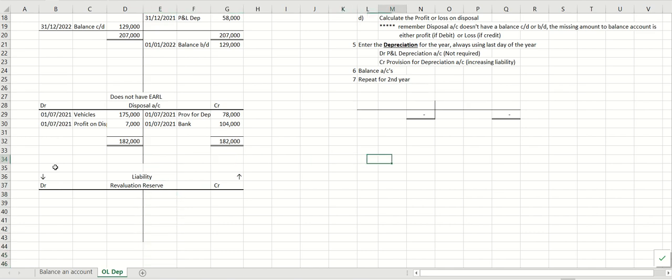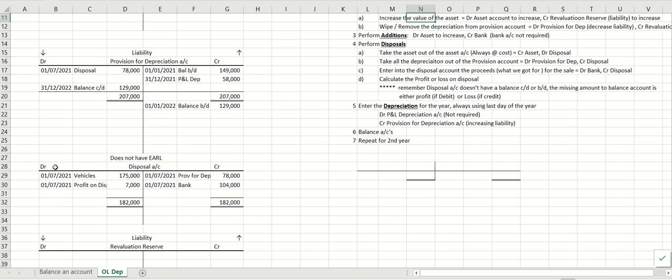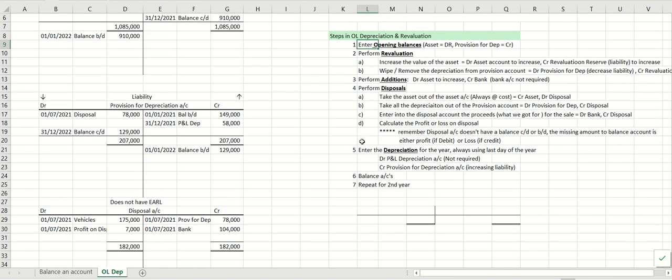Okay, so then we are now ready. We've done 2021. We now have to do 2022. So we balance the account, step 6, and then we go back to the start and repeat all of these steps for the second year, for 2022. So we're going to go back through the steps.